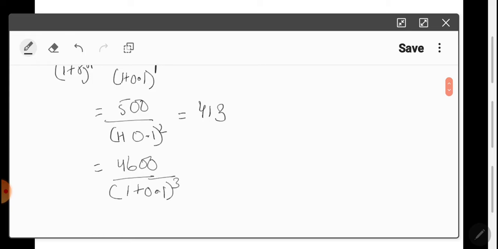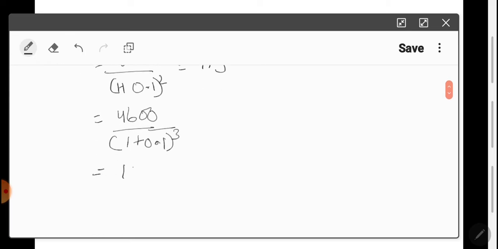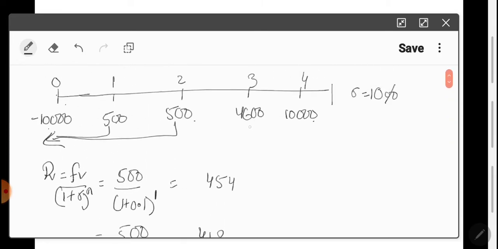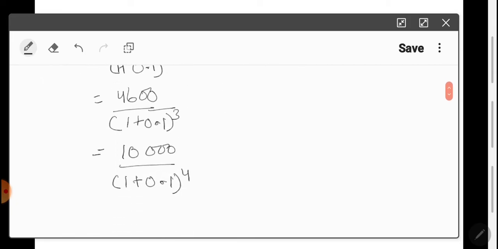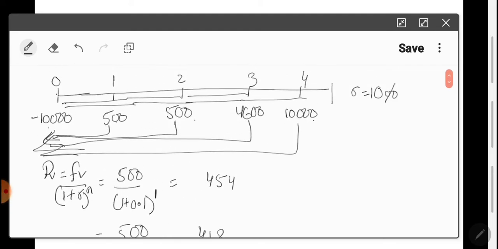Power will be 3, and for the fourth the value will be 4. Why value 3 and why value 4? Because this 4,600 is coming back in 3 years, 1, 2 and 3, and this is coming back in 4 years, 1, 2, 3 and 4. And to calculate the values for both of them, I solved this, and the value for this is coming 3456, and for this it is coming 6830.